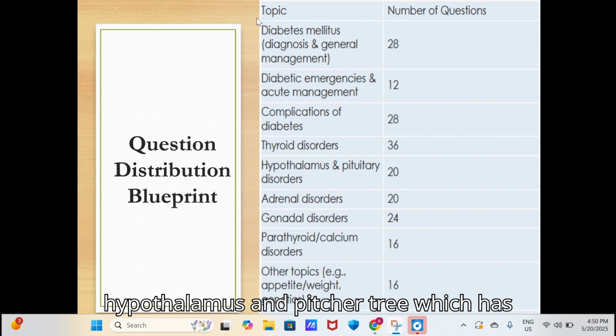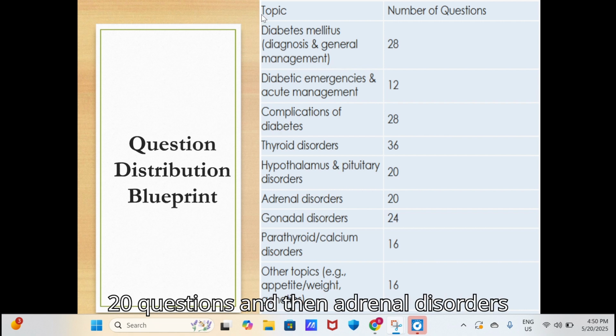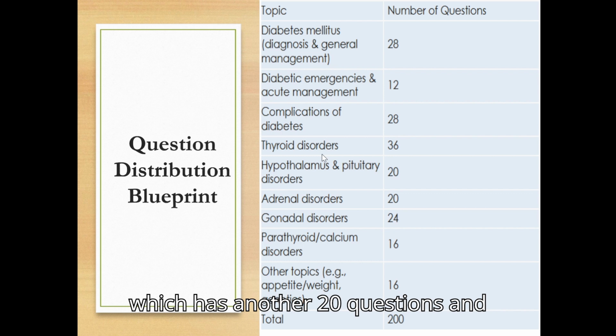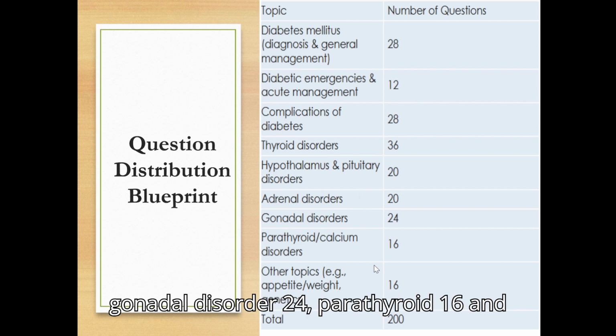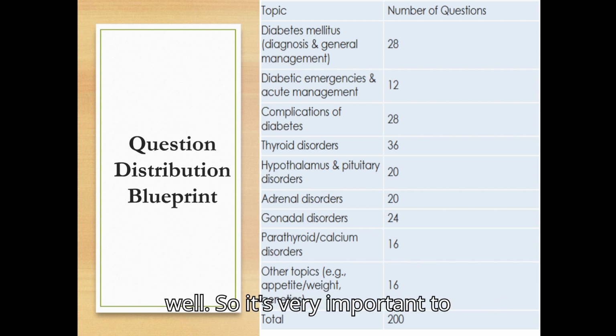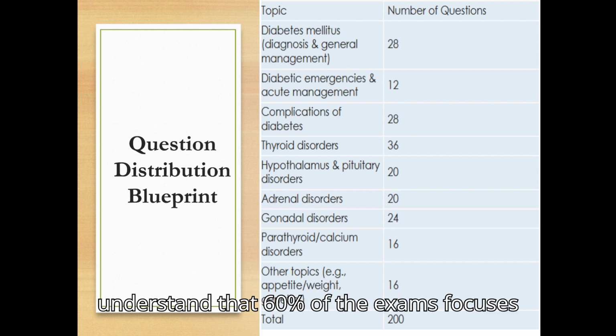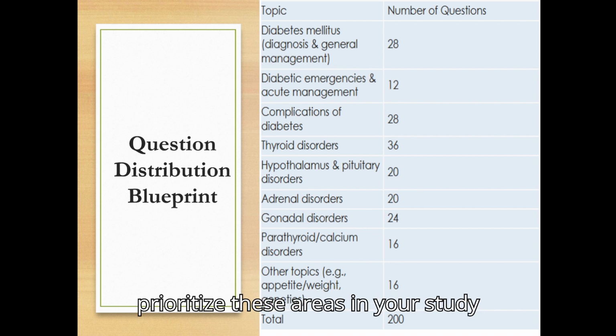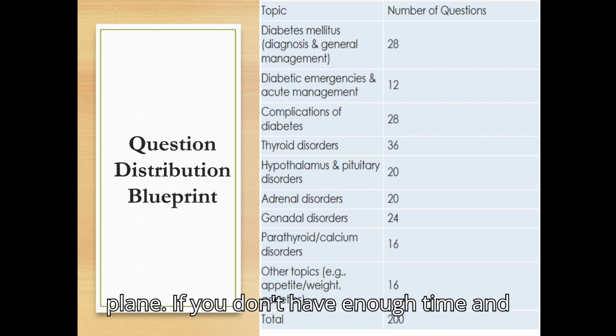Then there is hypothalamus and pituitary, which has 20 questions, and then adrenal disorders, which has another 20 questions, then gonadal disorders 24, parathyroid 16, and the rest of the topics have 16 questions as well. So it's very important to understand that 60% of the exam focuses on diabetes and thyroid disorders. So prioritize these areas in your study plan.